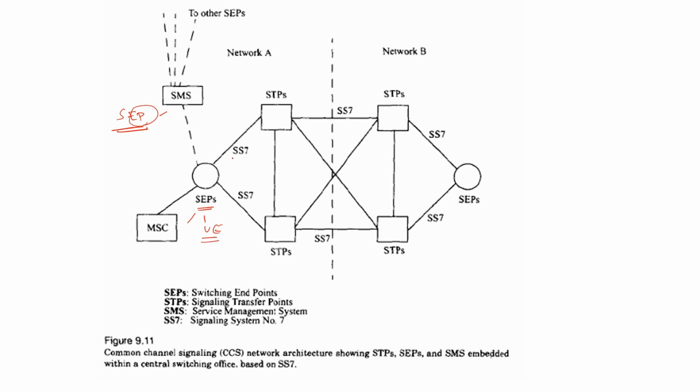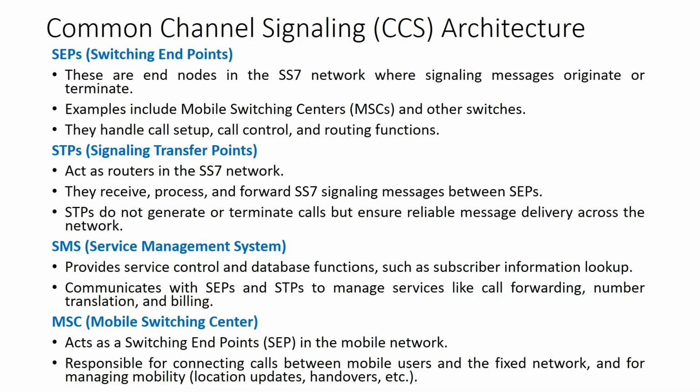SS7 is the protocol used for transferring the control data between an SCP and an STP, or between two signal transfer points. STPs are signal transfer points. Between two signal transfer points, or when transferring between SCPs and signal transfer points, a kind of guideline is used. That is given here as a protocol stack. SS7 is a protocol stack which is commonly used in CCS.